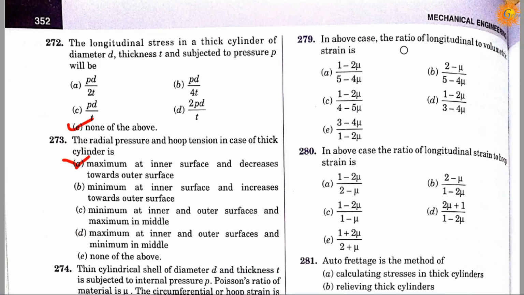In above case, the ratio of longitudinal to volumetric strain is: option A, (1 minus 2 mu) divided by (5 minus 4 mu); option B, (2 minus mu) divided by (5 minus 4 mu); option C, (1 minus 2 mu) divided by (4 minus 5 mu); option D, (1 minus 2 mu) divided by (3 minus 4 mu); option E, (3 minus 4 mu) divided by (1 minus 2 mu). So the correct answer is A. It will be (1 minus 2 mu) divided by (5 minus 4 mu).